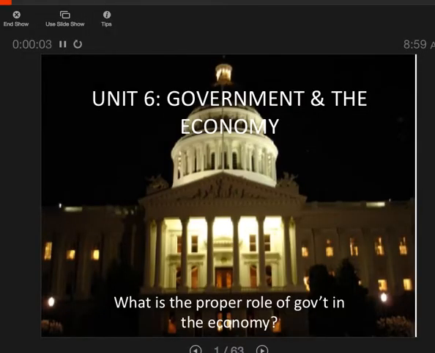Unit 6, Government and the Economy. In this unit, we're going to talk about what is the proper role of government in the economy. How much involvement should they be in there? Should they be involved? So in Unit 6, we will be talking about the government and the economy.